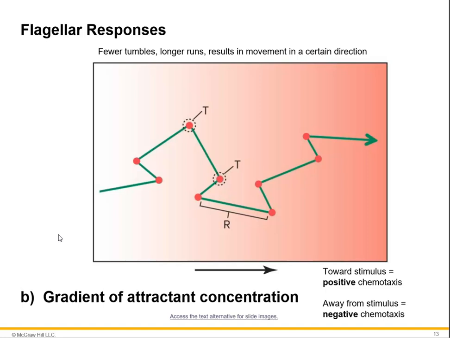Now compare that to when there is an attractant in the area. This diagram is showing a gradient of attractant, meaning that there's more attractant on this side and less attractant on this side. And what you're going to see is fewer tumbles and longer runs. And this ultimately is going to result in movement toward the stimulus here, because this is an attractant. Now, if you have movement toward a stimulus, that's called positive chemotaxis. If the bacterium or organism is moving away from the stimulus, that's going to be negative chemotaxis.